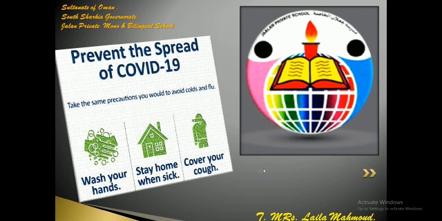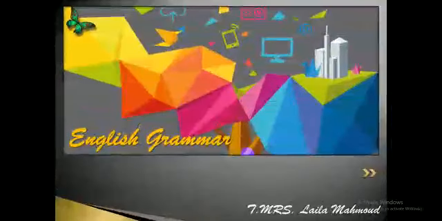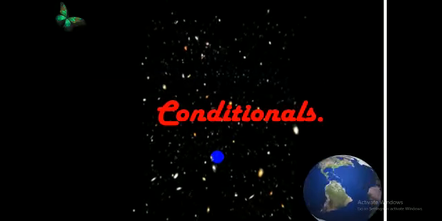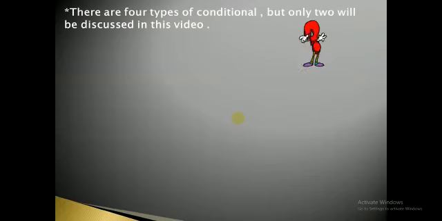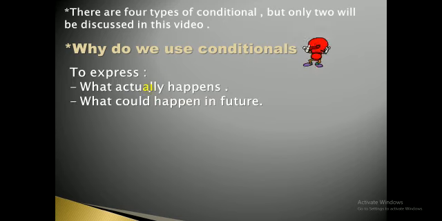Now, let's start with our lesson. Today I have a grammar lesson for you, and I'm really excited to present it for you. We are going to talk about conditionals. There are 4 types of conditionals, only 2 will be included in this video. Okay, look at this. Why actually do we use conditionals? Yes, to express what actually happens, what could happen in future.